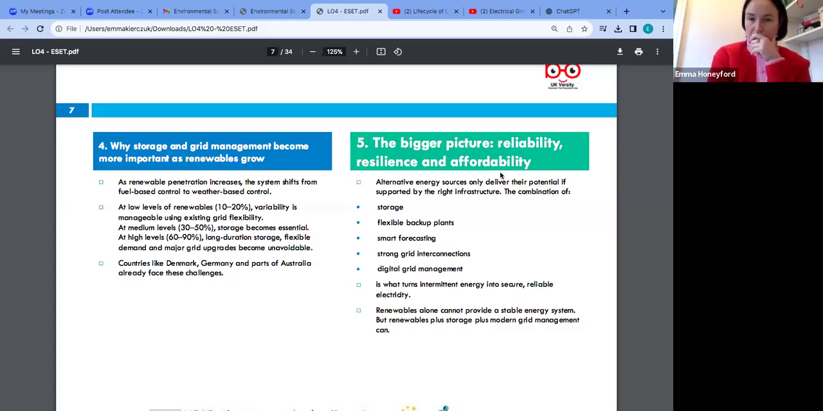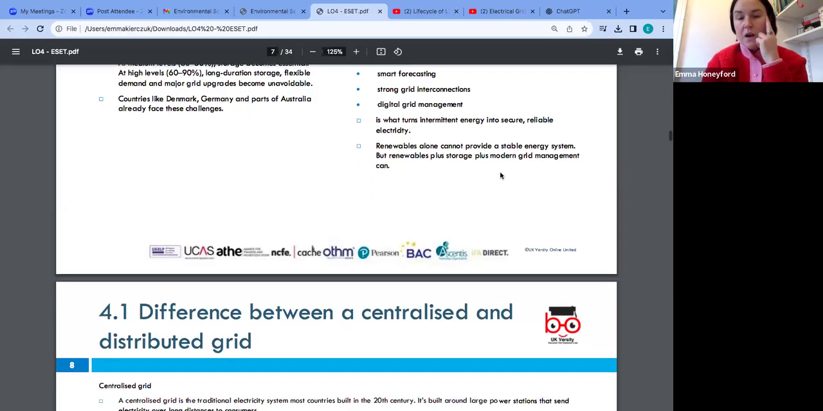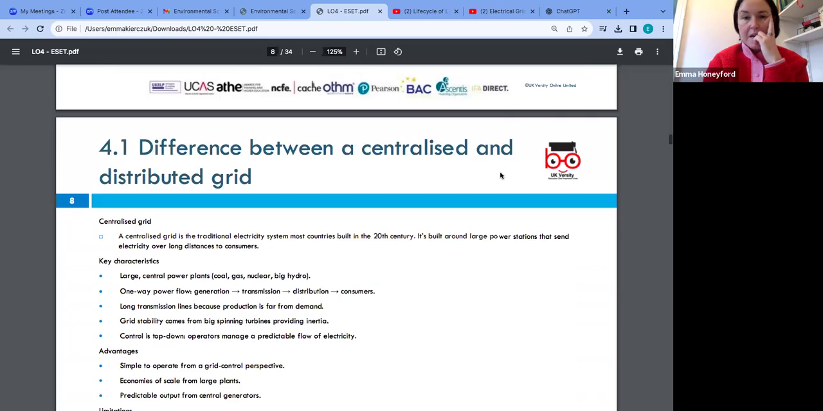So what turns intermittent energy into secure, reliable electricity? Renewables alone cannot provide a stable energy system, but renewables plus storage plus modern grid management can. So it's just to have an awareness of how there isn't one size fits all. We're going to have to look at what the different barriers are to be able to be sustainable in the energy sources that we do use for the future, to make sure we reach the zero carbon targets for 2038.